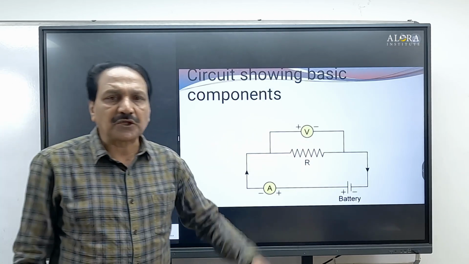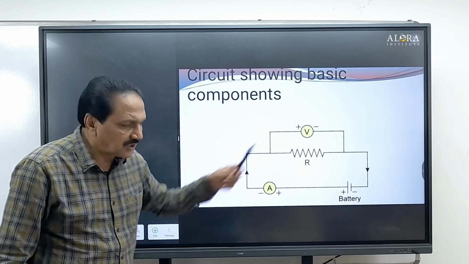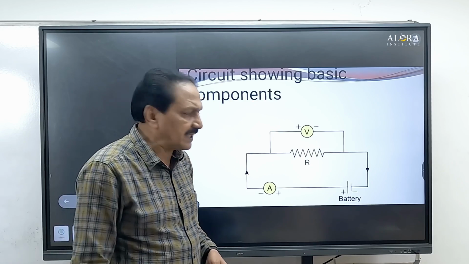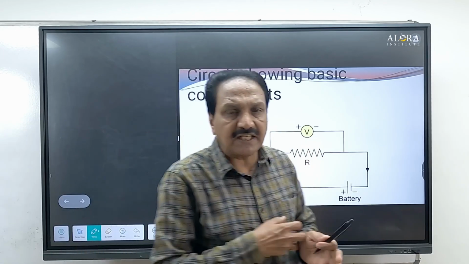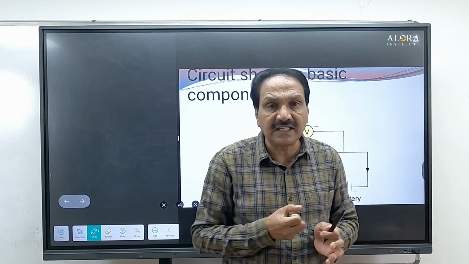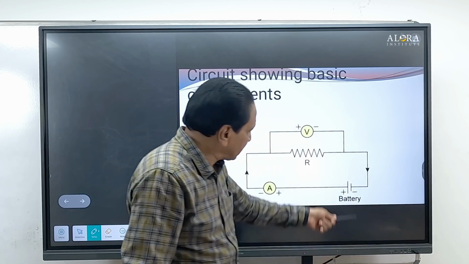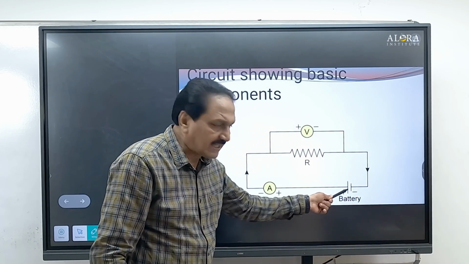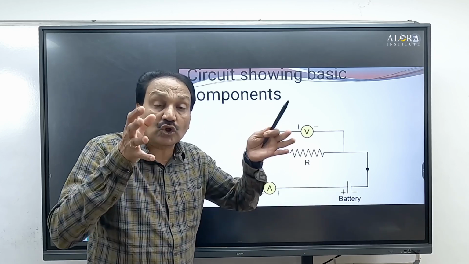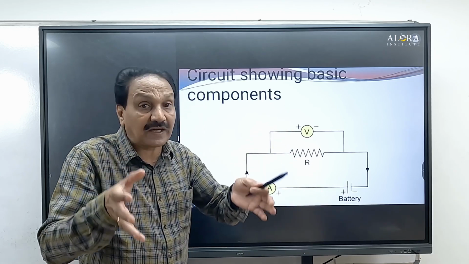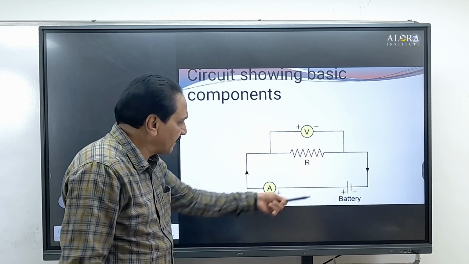Just take a simple circuit here, a circuit showing the basic components. In this circuit, what are the different components present here? Source of energy. To drive the current in a circuit, there should be a source of energy. Correct? So which is the source of energy here? Battery. Look at the symbol that is denoted here. This indicates a battery, that is the source of energy. Of course, it is finite, non-renewable, remember?